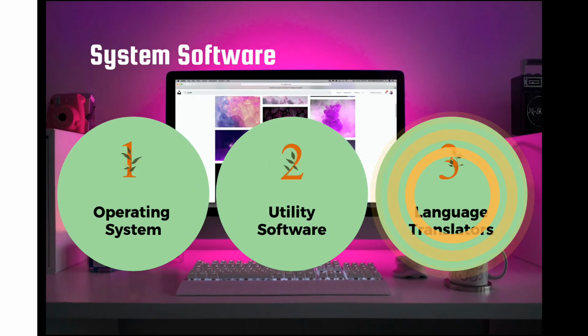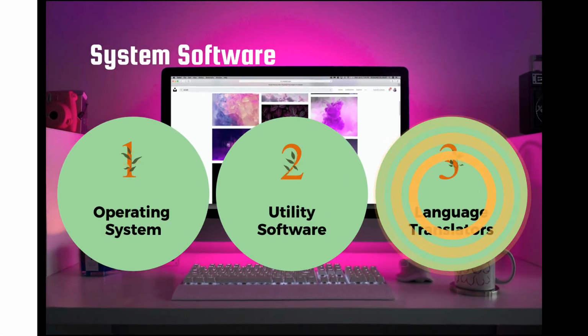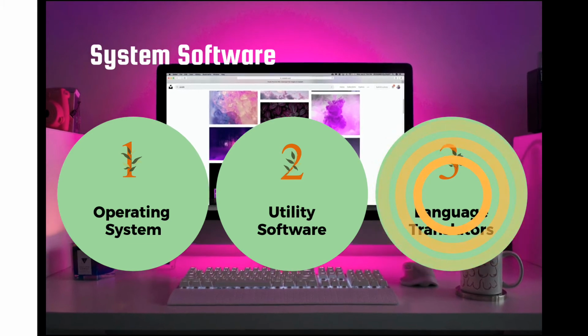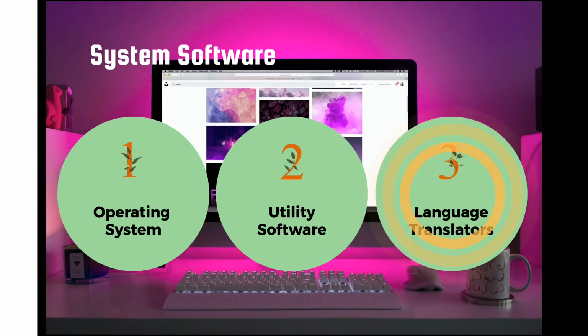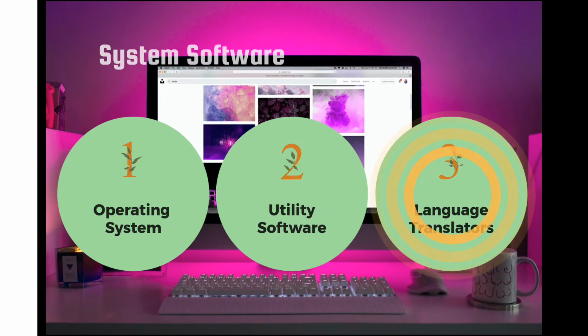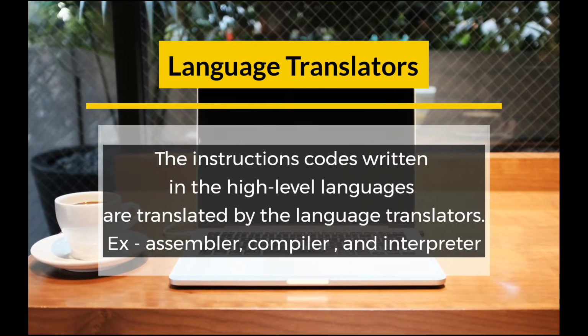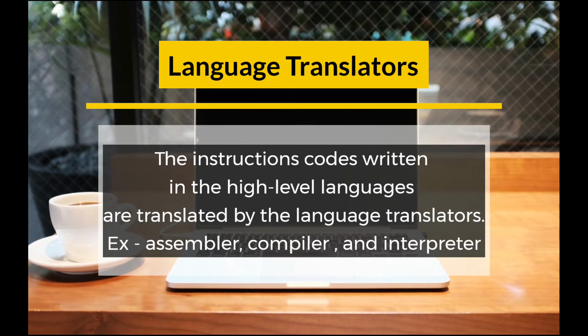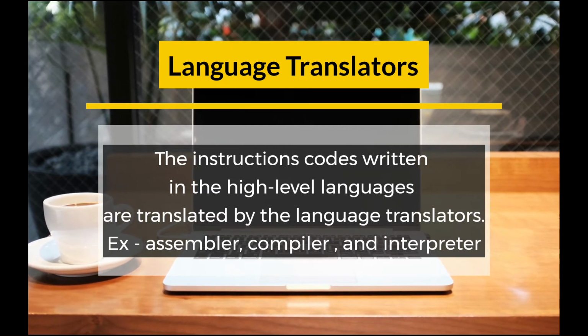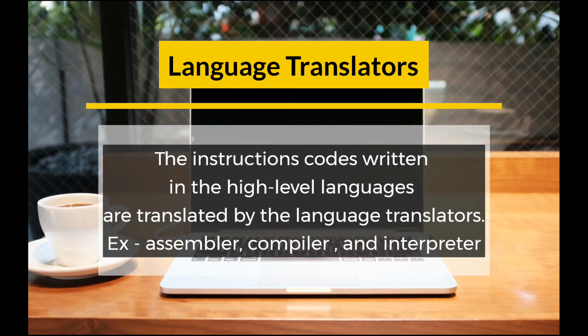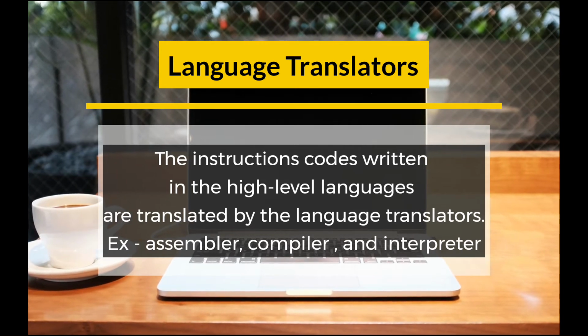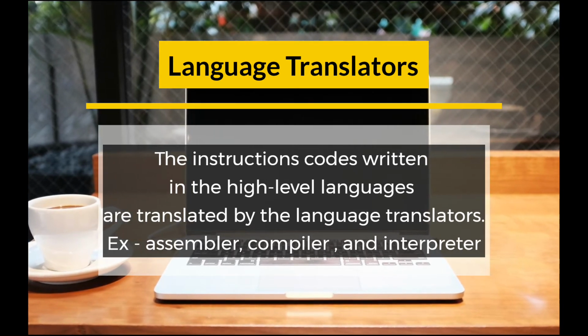Now, let's learn the third part of system software. That is language translators. The instruction codes written in high-level languages are translated by the language translators. For examples, assembler, compiler, and interpreter.